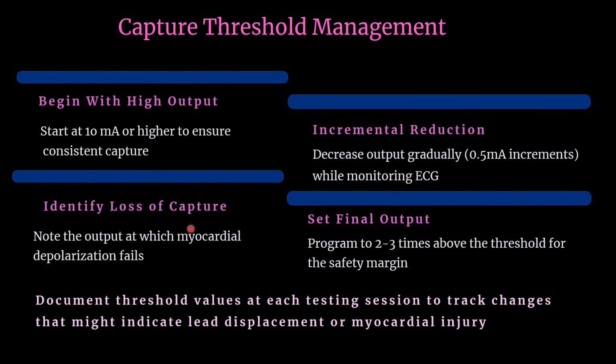Then identify the loss of capture, noting the output at which myocardial depolarization fails. Then set the final output, programming 2 to 3 times above threshold for the safety margin. Everything should be documented, the values of the test session, to track changes that might indicate displacement or myocardial injury. A patient who has hypoxia or acidosis may require a higher capture threshold. If they are corrected, the threshold can be decreased.